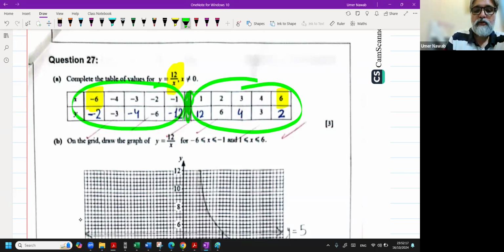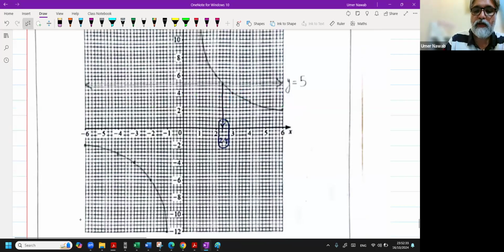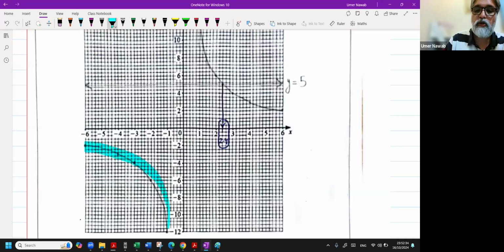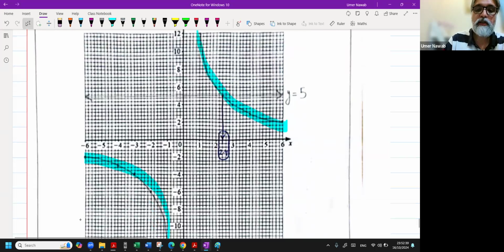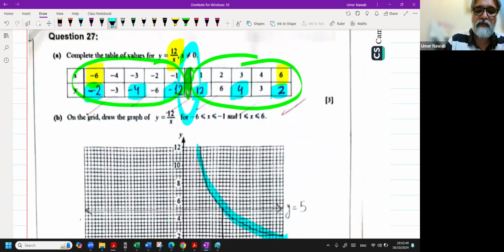So -6 to 6 with a step of 1, you can do that, or a step of 2. It's up to you, but you have to fill the empty spaces provided in the table. Then you plot the points. As I said, don't join them, because this tells you that there is a gap between them.